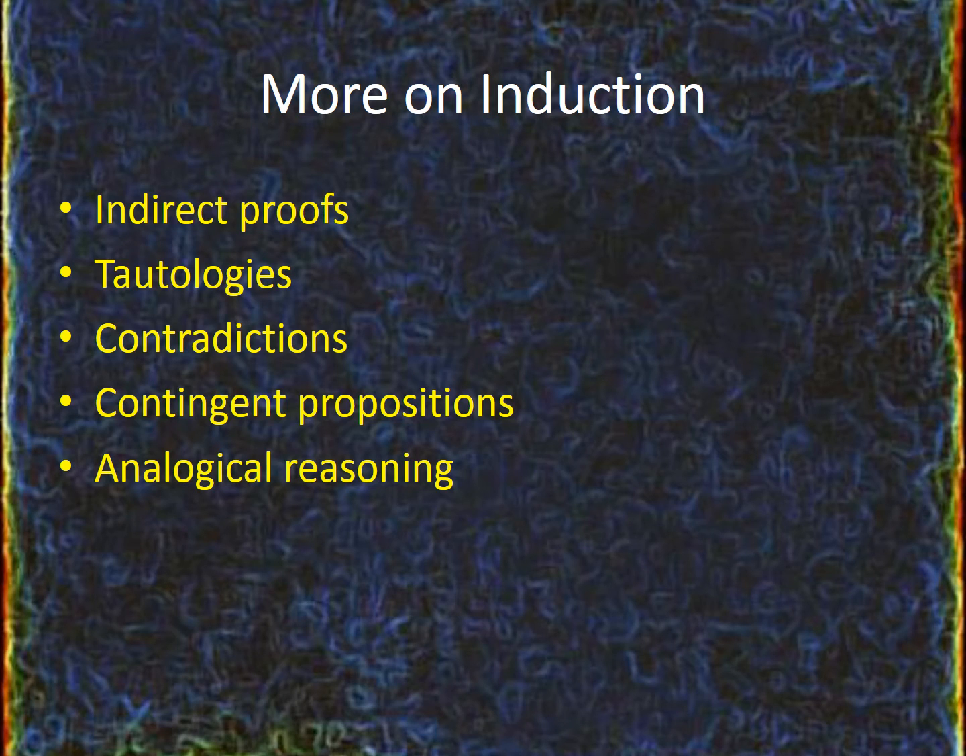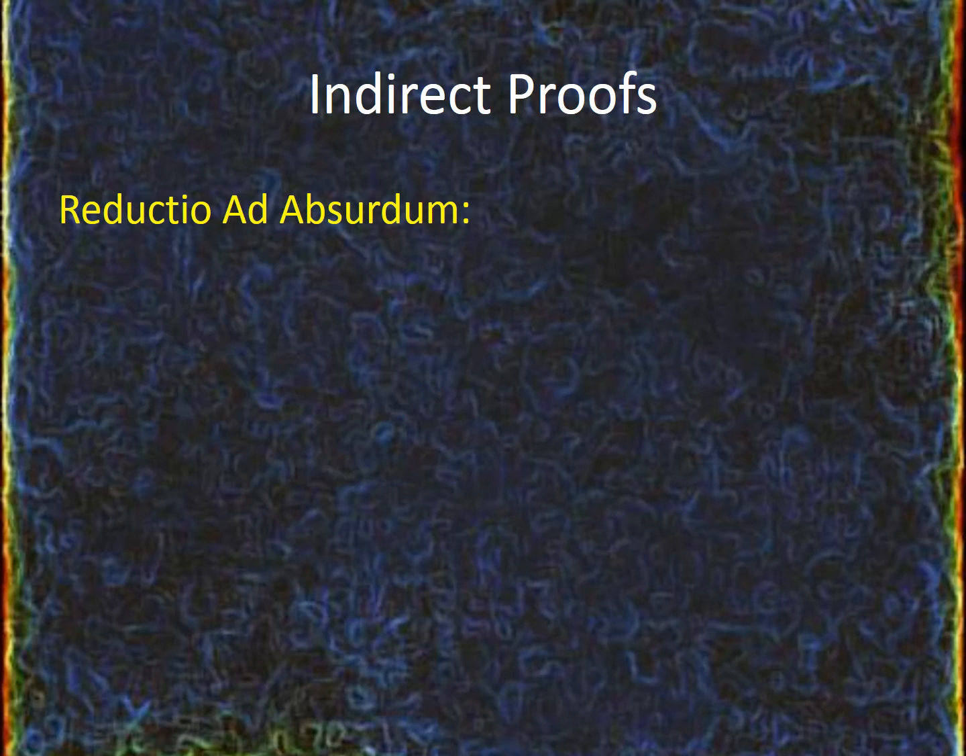Hello everybody, and in this presentation we're going to be talking about more on induction, including indirect proofs, tautologies, contradictions, contingent propositions, and analogical reasoning. So first up, we will be talking about indirect proofs, what is called reductio ad absurdum.